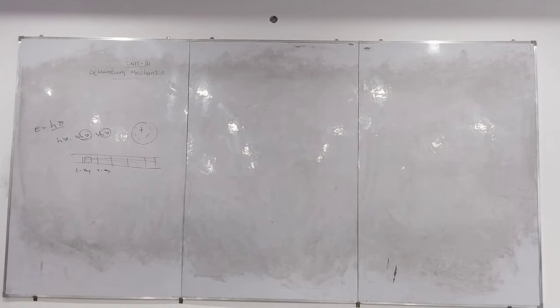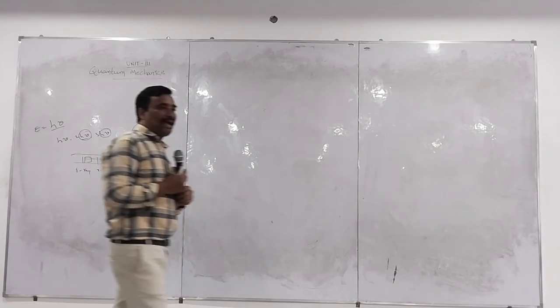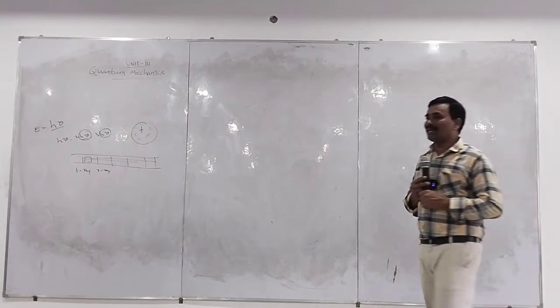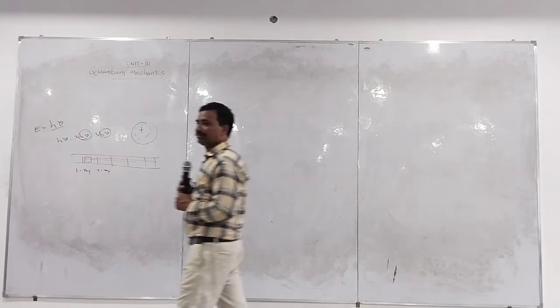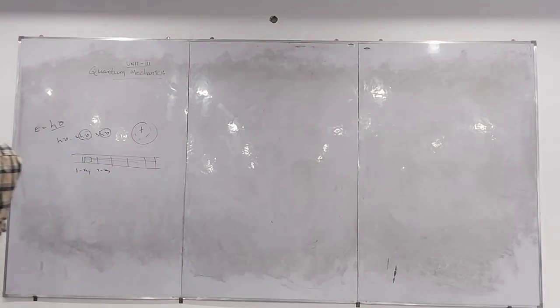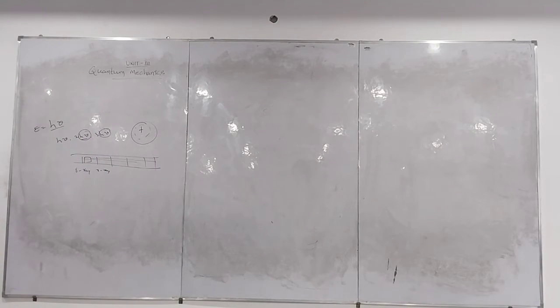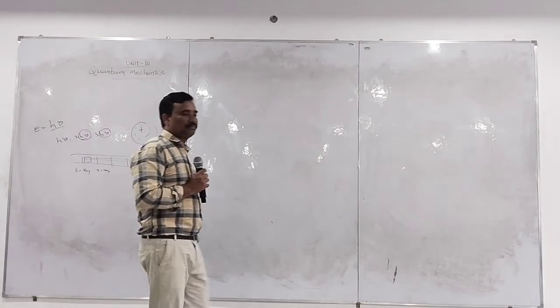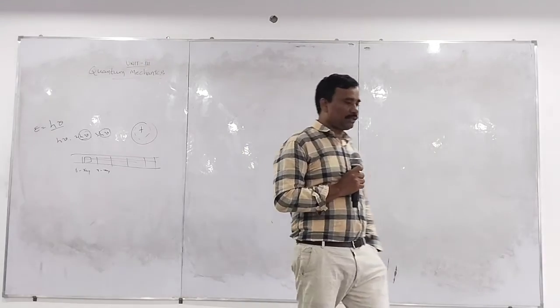The first one is the explanation of Planck's law, the second one is the formulation of Heisenberg uncertainty principle. So the first topic is Planck's law, and the second topic is the Heisenberg uncertainty principle. Okay, write these two lines. Introduction.